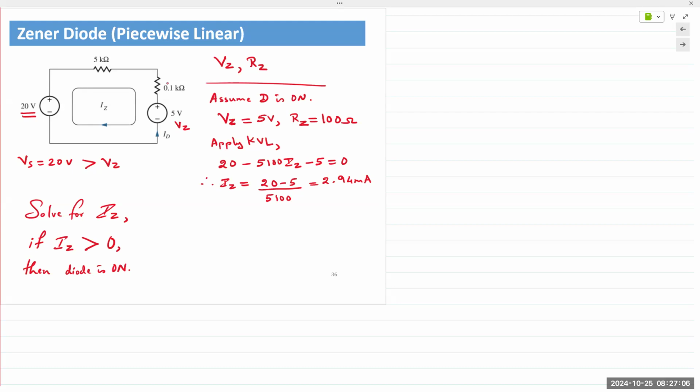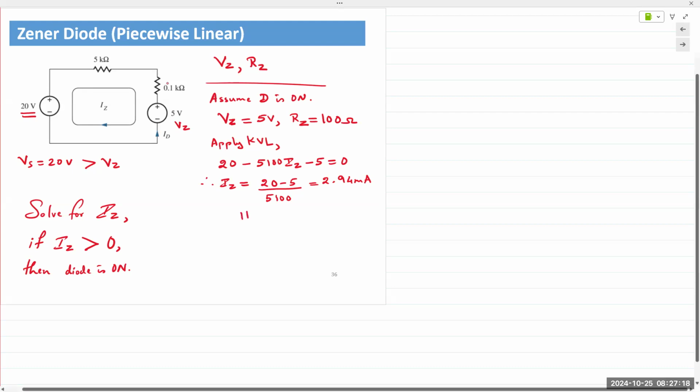So if the Zener is on, IZ must be flowing. It will have a positive number. So IZ must be greater than or equal to 0. And in this case, IZ is greater than 0. Hence, our assumption is valid.